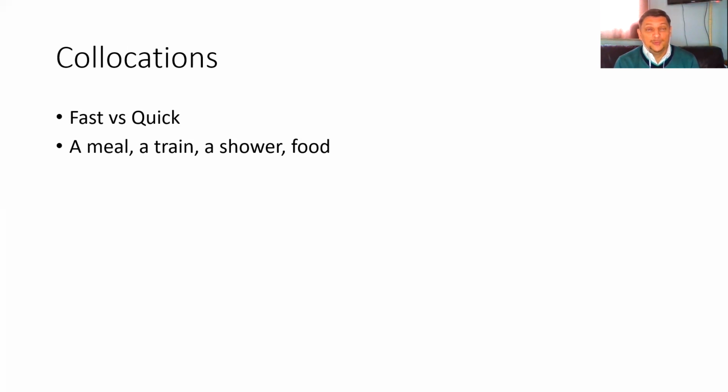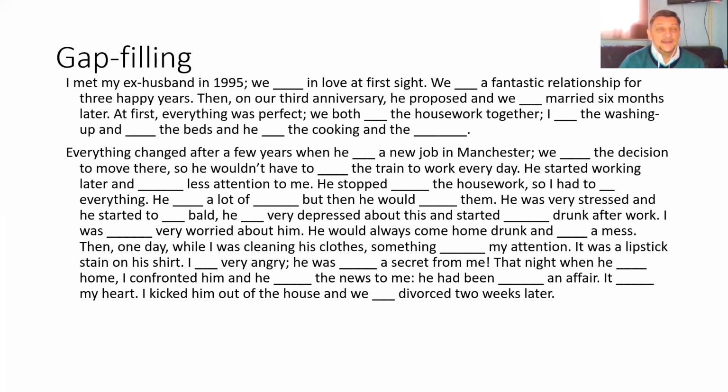Like, for example, the Russian word быстрый can be translated into English as fast and quick. But the collocations are very different. So you can have a quick shower or a quick meal, but the train would be fast and the food is fast as well. So one of the things that you can do with the students is this.